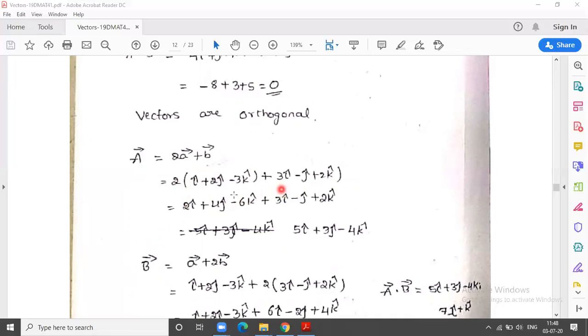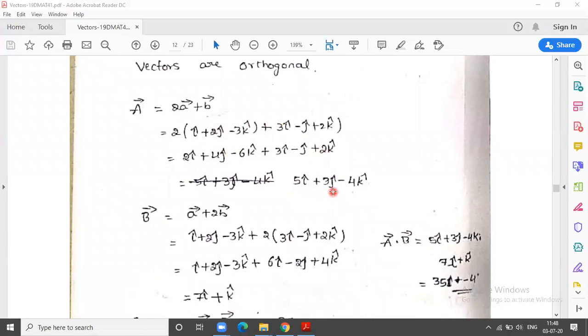Before adding, you have to multiply vector A by 2. So it will become 2i plus 4j minus 6k. B is as it is, 3i minus j plus 2k. If you add these two vectors, you will get 5i plus 3j minus 4k.